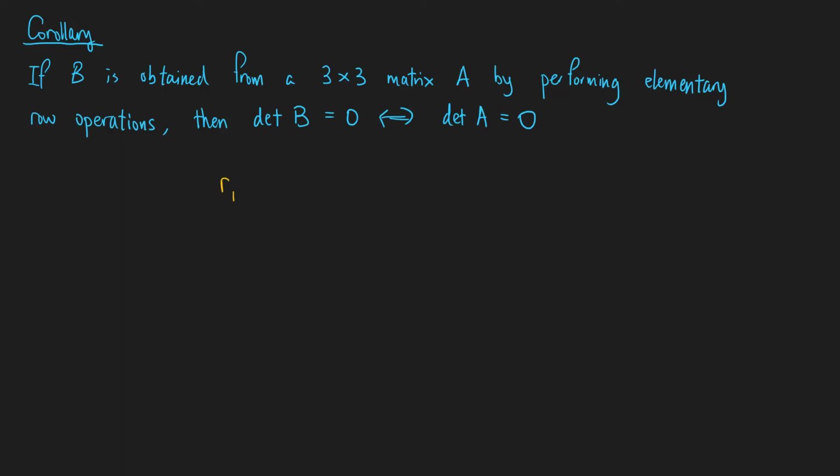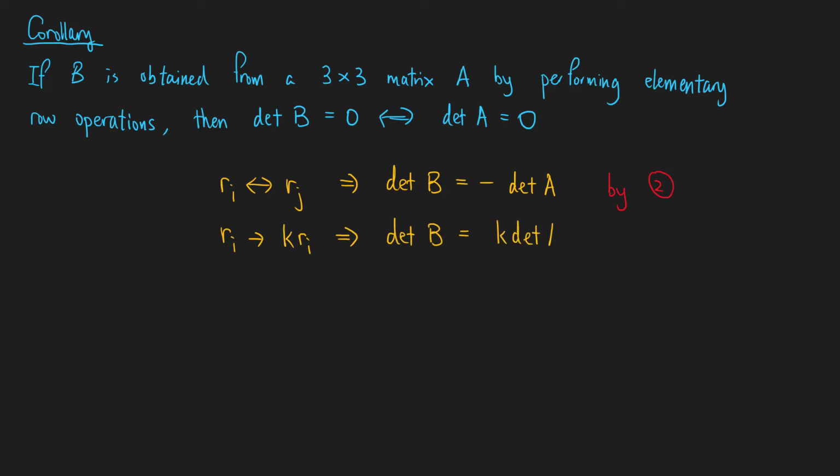Indeed, if we swap a row, say row i, with row j, then the determinant of B is the negative of the determinant of A, by the second property. Secondly, if we multiply a row, say row i, by a constant k, then the determinant of B equals k times the determinant of A, by the fourth property. Lastly, if we add lambda times row j to row i, we have the determinant of B equals the determinant of A, by the fifth property. So in any case, the determinant of B is 0 if and only if the determinant of A is 0.